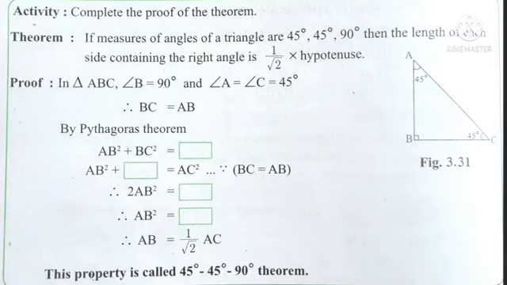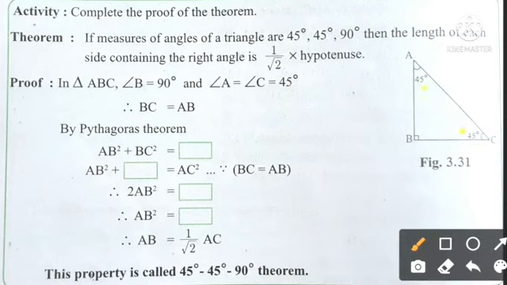Okay, for 45 degree, 45 degree and 90 degree: if the measures of angles are 45, 45 and 90 degree, then the length of each side containing the right angle is 1/√2 into hypotenuse. You remember, if the triangle is a 45, 45, 90 degree triangle, then the side opposite to 45 degree is 1/√2 into hypotenuse.